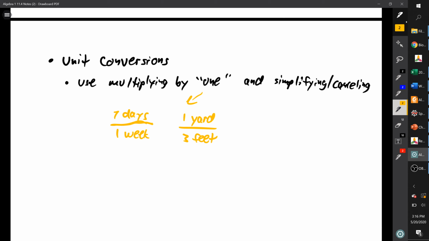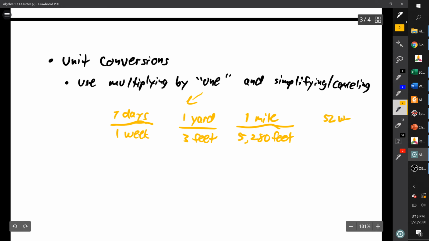If we're dealing with length, we could also say something like 1 mile is 5,280 feet. Or we could say like 52 weeks is equal to 1 year. Right? All these are equal to 1.